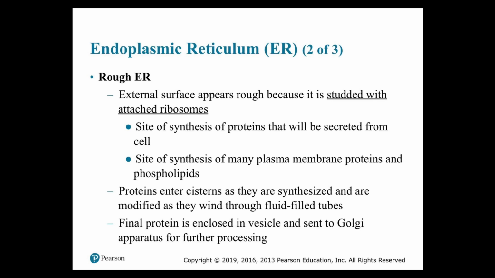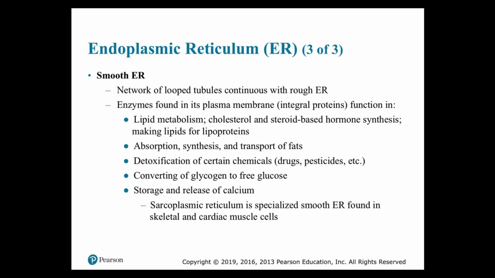Proteins will enter the cisterns as they are synthesized and are modified as they wind through the fluid-filled tubes. The final protein is enclosed in a vesicle and it's sent to the Golgi apparatus for further processing. On the other hand, the smooth endoplasmic reticulum is a network of looped tubules that are continuous with the rough ER. The enzymes found in its plasma membrane, remember they're integral proteins, function in lipid metabolism.